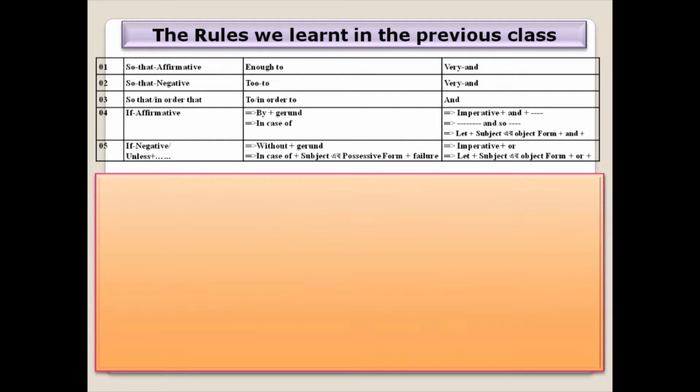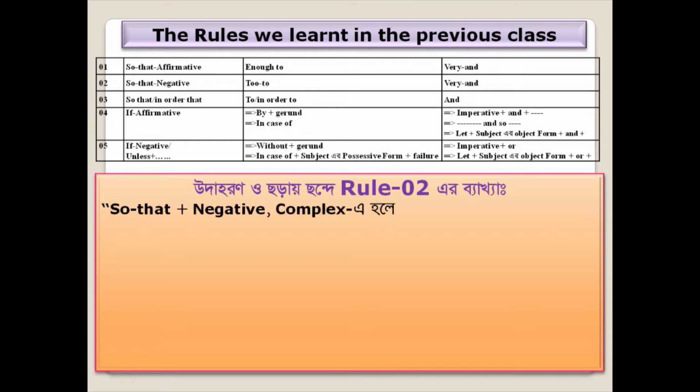Rules number 2. If there is so followed that plus negative in complex, you will have to use to followed to in simple. You will have to use very followed and in compound.